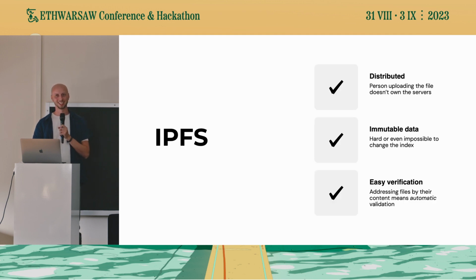Yeah, great. Yeah, so with IPFS, the person uploading the file doesn't own the servers, and also data on IPFS is immutable. And because files on IPFS are addressed by their content, whenever you download the file from IPFS, change the content, and re-upload it, it will get a different identifier. That means that if users ask for something, they should get what they want. And this gives us a kind of automatic validation.